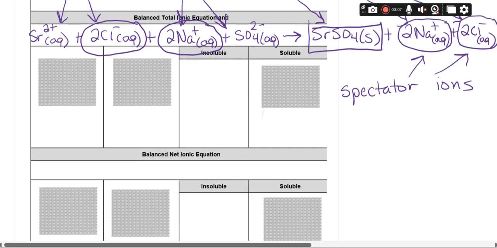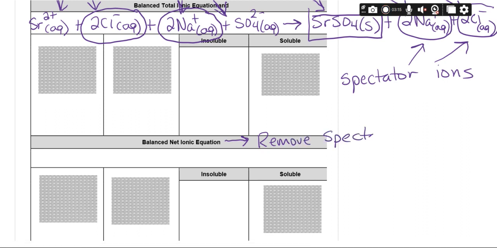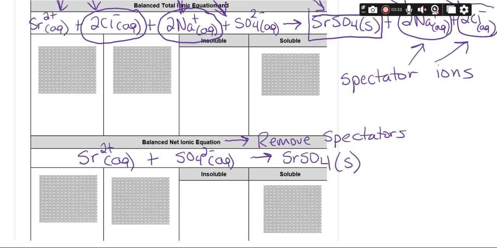So if you take those out, you get the balanced net ionic equation. And this will show us what actually is happening. The strontium cations react with the sulfate anions to form the strontium sulfate precipitate, the solid. That's what's actually going on in this precipitation reaction. It is a double displacement reaction, two aqueous solutions forming a precipitate.